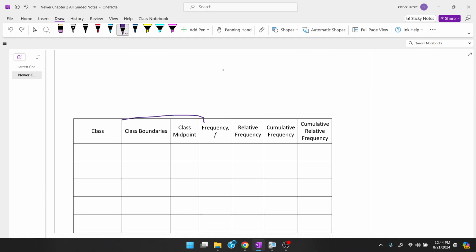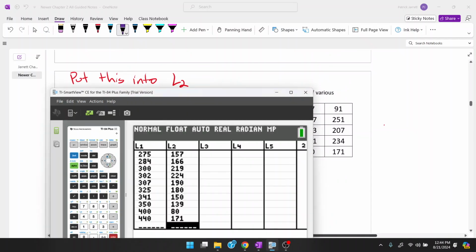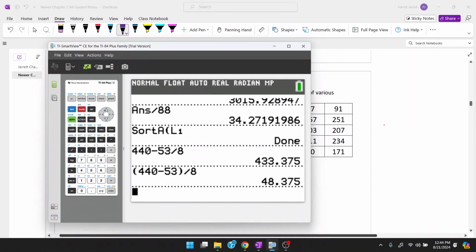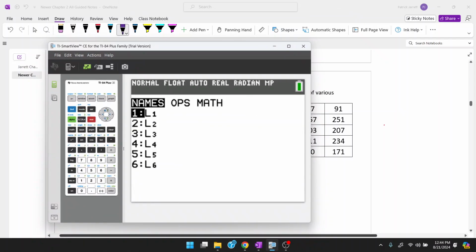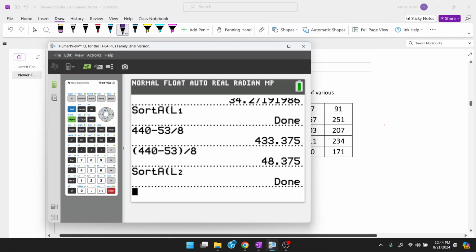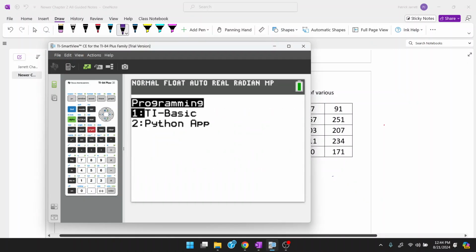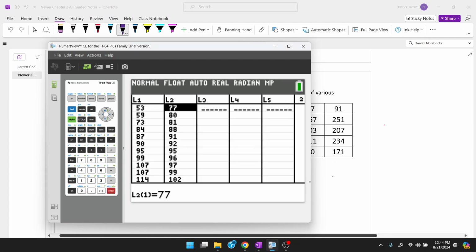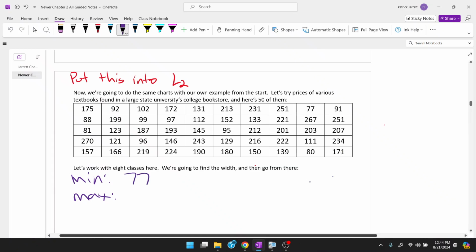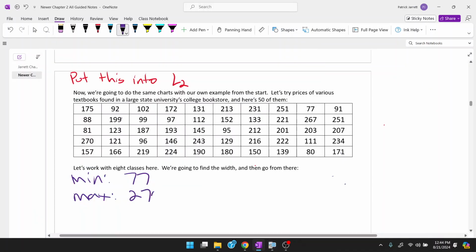So yeah. So the first thing I'll do with this data is I'm going to go ahead and sort it. And here's why. Now, the list that I used was list number 2. Now, this would enable me to find the minimum and the maximum much quicker. So when I go to Stat and Edit, I see that my minimum value is $77 and my maximum is $270.